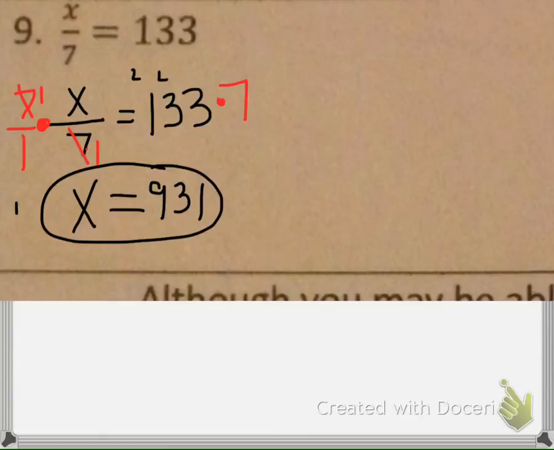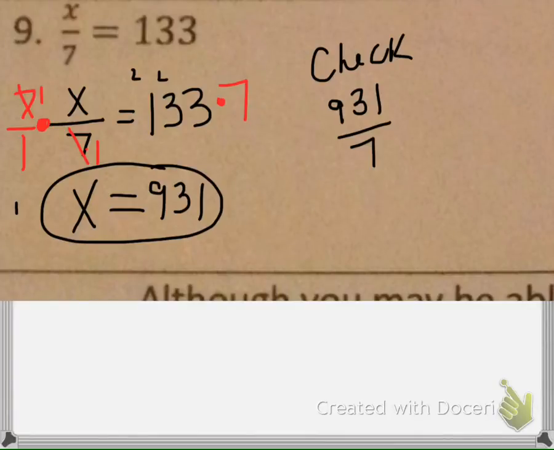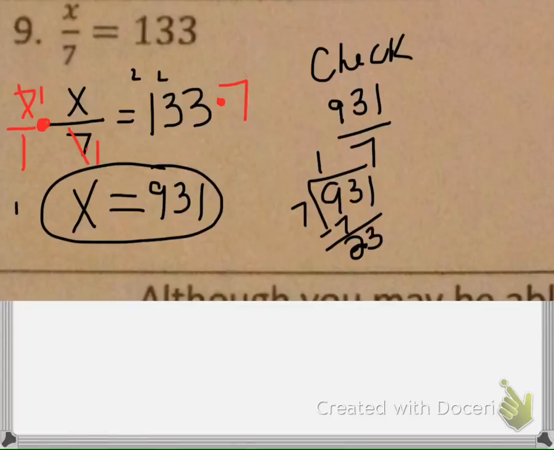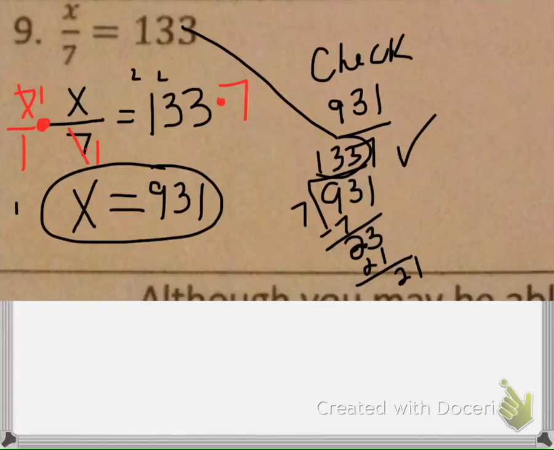I'm not really sure what I was thinking there. And we're going to check that by doing 931 divided by 7, okay? And on this one, we'll do some long division. 7 goes into 9 once. That's 7. That's 23. That would be a 3. That's a 21. That would be 21, and that would be 3. I get 133, which checks out. We're good. Okay, and then we have our last problem.